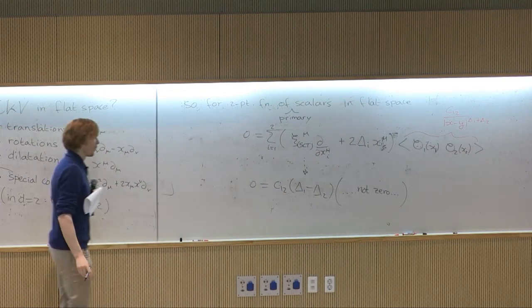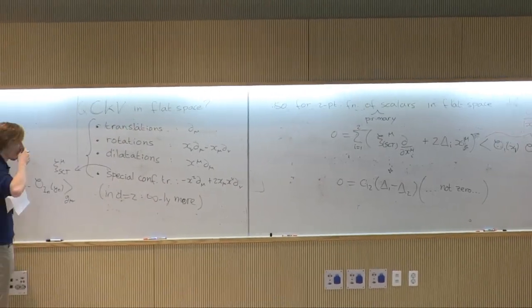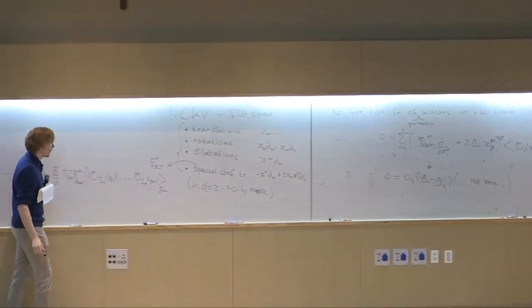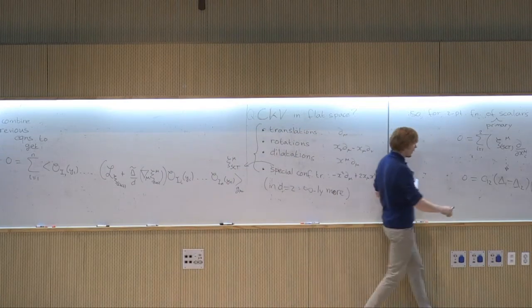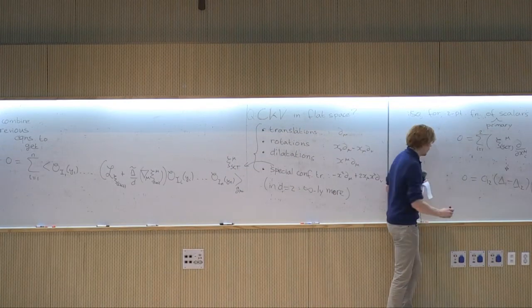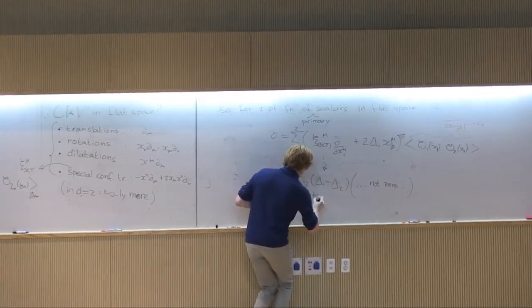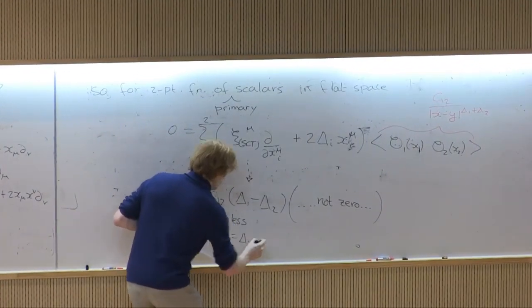So it's just x minus y to some power and maybe some other stuff that's unimportant. But this has to equal 0 if we are in a bona fide conformal field theory and we have bona fide conformal invariance. So what must happen is that either one of these two terms is 0. So we see that C12 is 0 unless delta 1 is equal to delta 2.